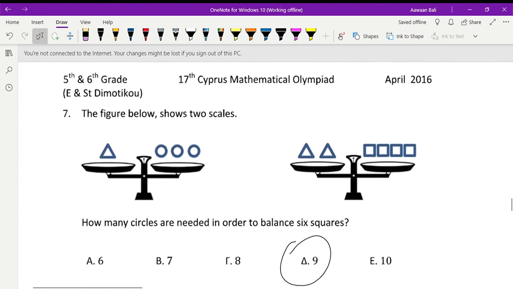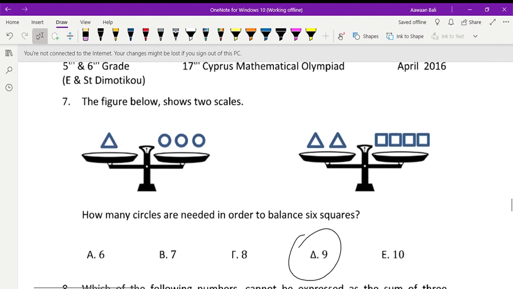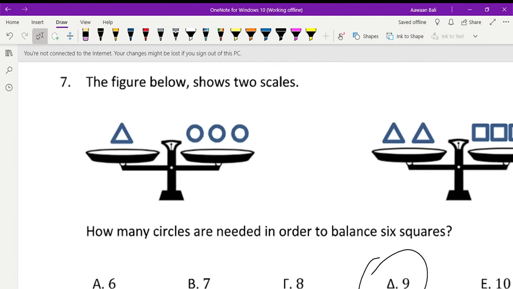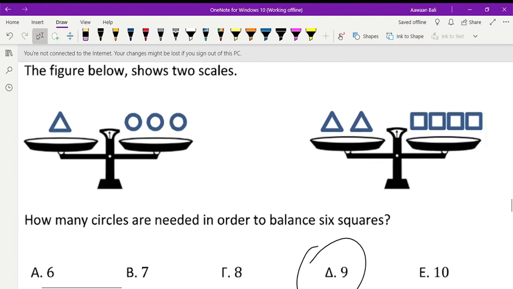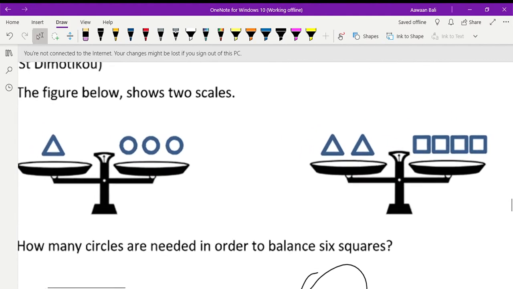Question number 7. The figure below shows 2 scales. How many circles are needed in order to balance 6 squares? So we know a triangle is equal to 3 circles, and then 2 triangles are equal to 4 squares. Now basically 2 triangles is 2 groups of 3 circles, so 6 circles in total.